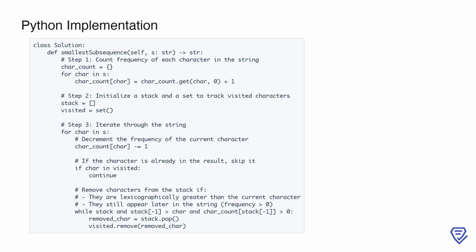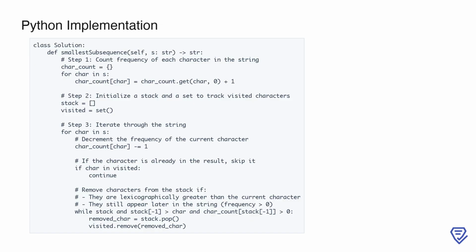Next, we initialize a stack to build our result incrementally and a set called visited to track which characters are already added to the stack. Both of these will help ensure that the resulting subsequence is both lexicographically smallest and contains distinct characters.